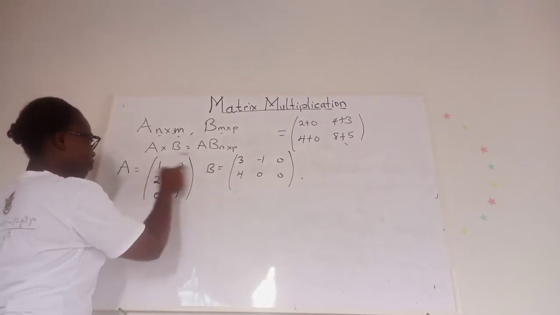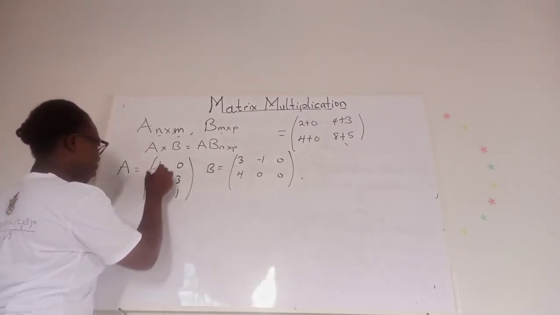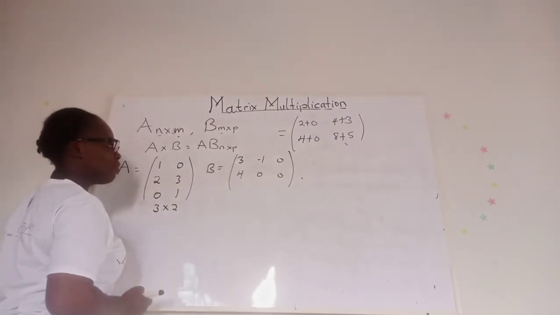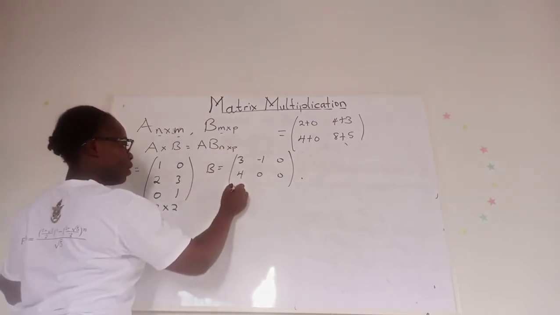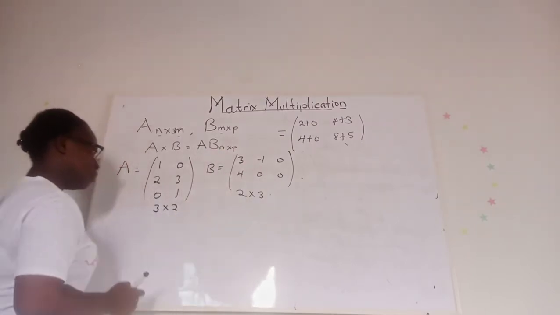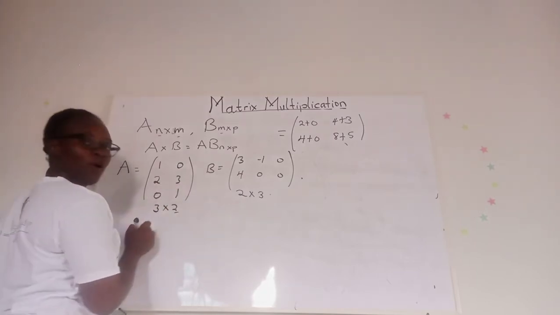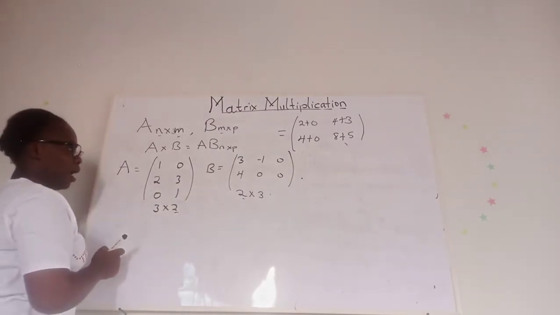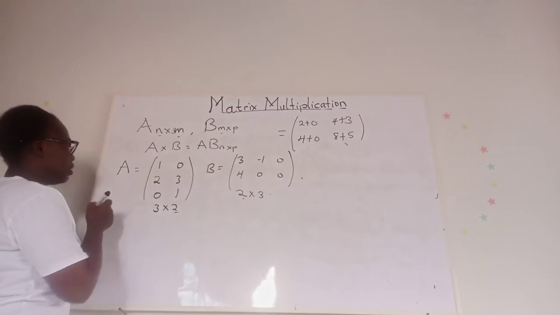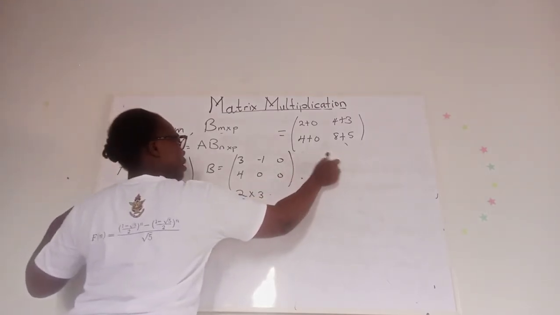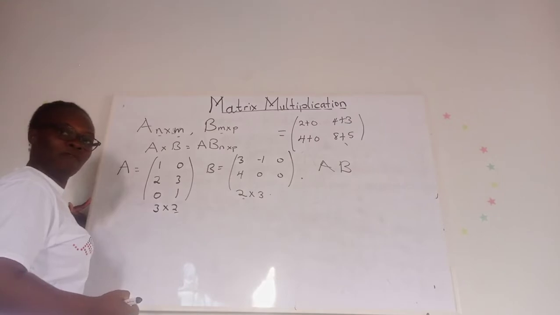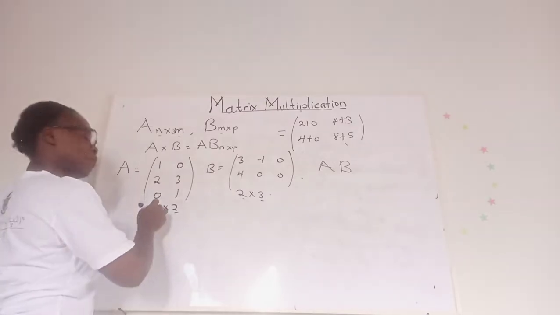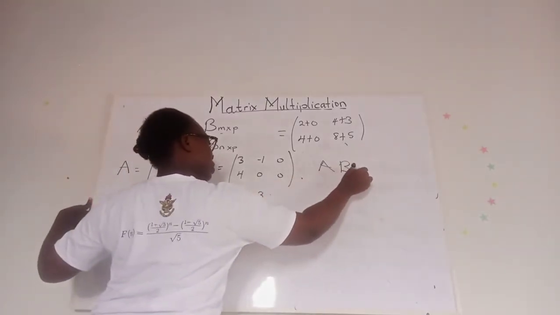What is the order of this matrix? Go to the number of rows by columns. How many rows do we have? 3 times 2. Then if we look at this matrix as well, it is 2 by 3. So you realize that the number of columns here is equal to the number of rows here, so we can multiply. And what result are we expecting if we multiply A, B? For the product, we are expecting a 3 by 3 matrix.